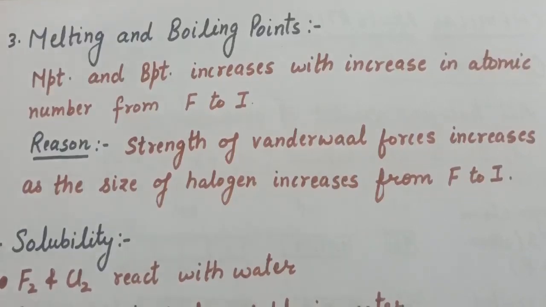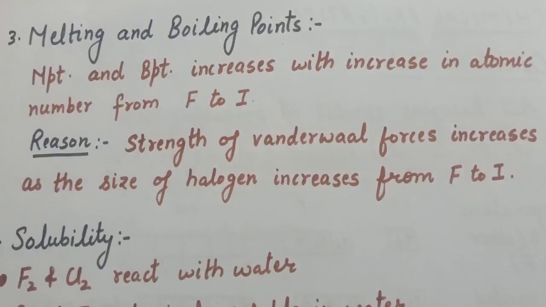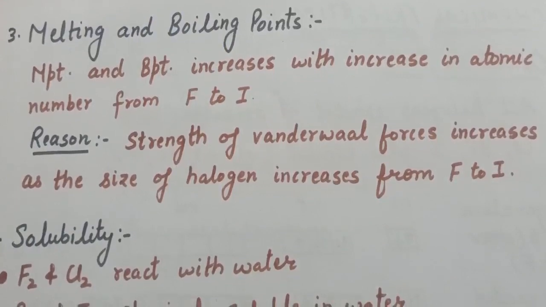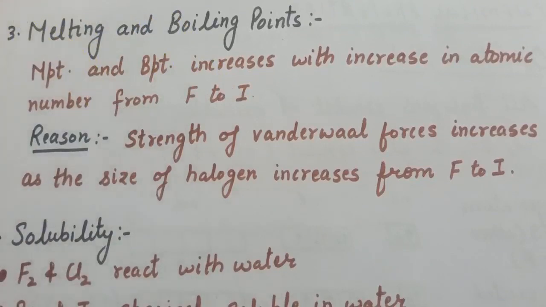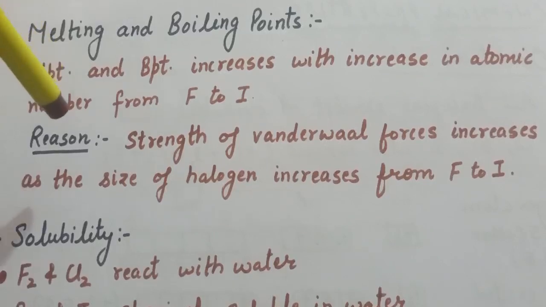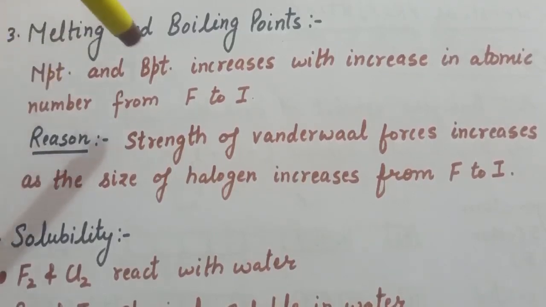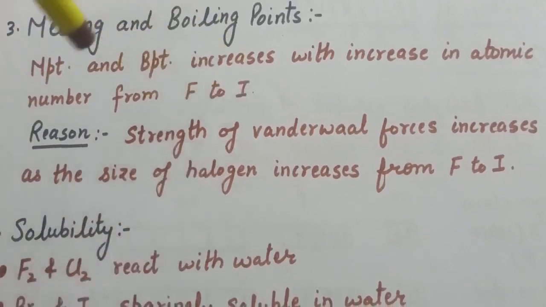Next property is melting and boiling point. When we move from fluorine to iodine, the values of melting point and boiling point increase. The reason is that, due to the increase in size of the atom, the strength of the van der Waals forces increases. Therefore the melting and boiling points increase from fluorine to iodine.